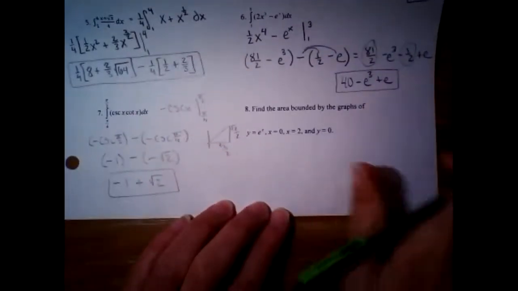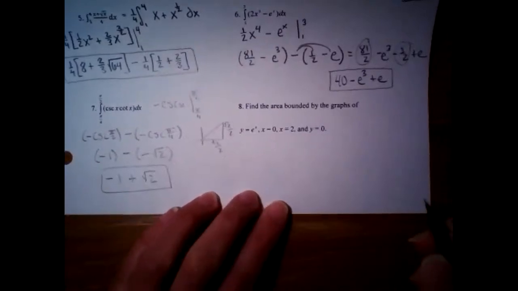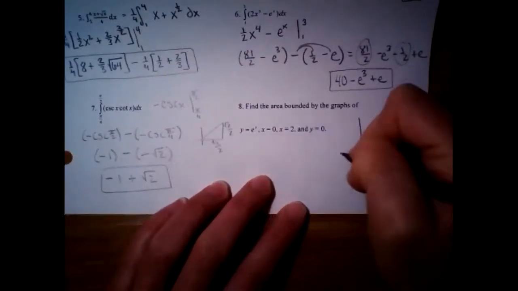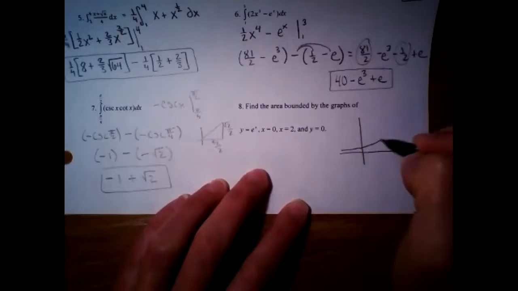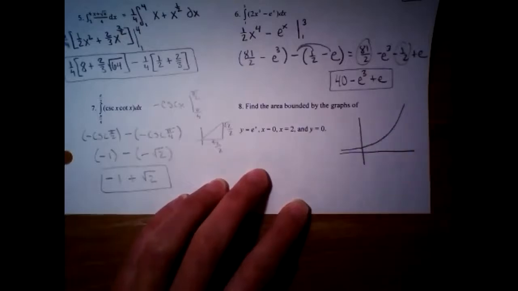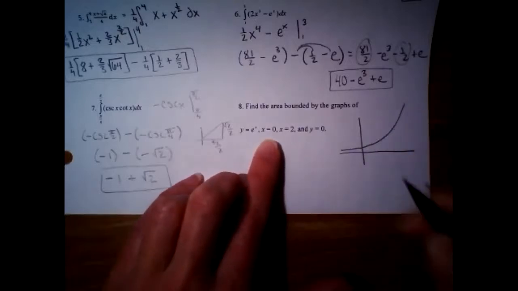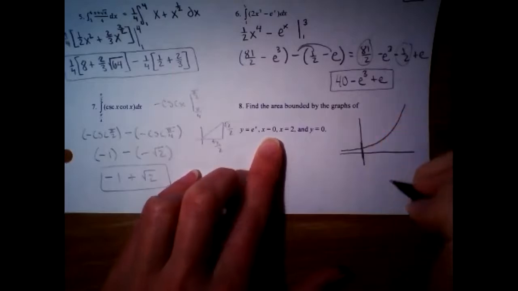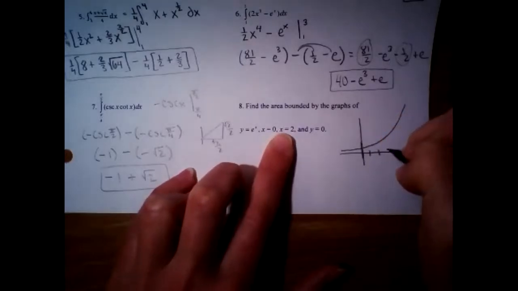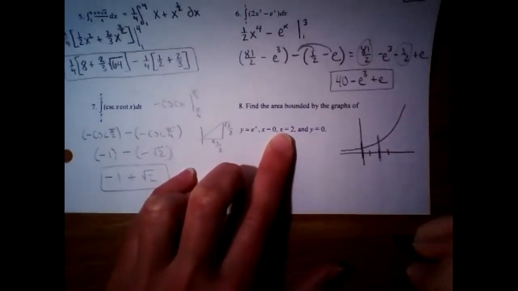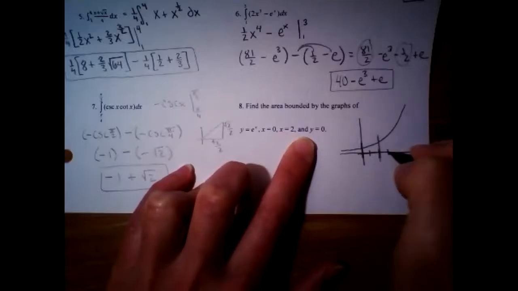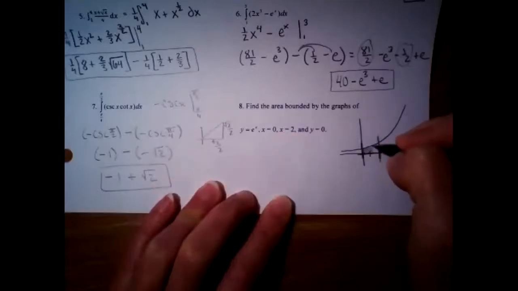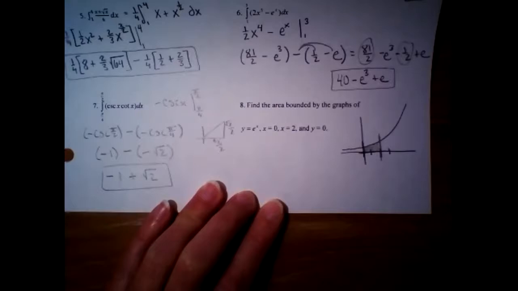All right, and then find the area bounded by these graphs. All right, well, let's draw a picture of this. E to the x is going to be a swoop. So it's going to do something like this. X equals 0 is right here. X equals 2 would be right here. And then y equals 0 is the x-axis. So this is the area that we're looking for.